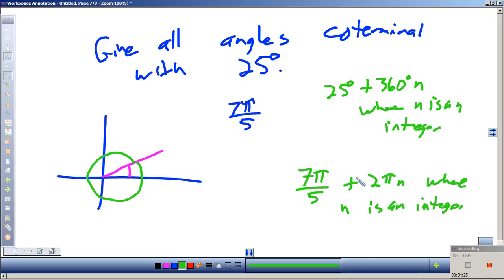Why would we do 360? Because all the way around the circle will take you back to the same spot. Same reason why we choose 2 pi. And we're not plugging any number in. We're just saying that whatever n we plug in would give us a coterminal angle. Remember, the question is all angles. Any number we plug in, coterminal means ending at the same spot, or terminating on the same one.